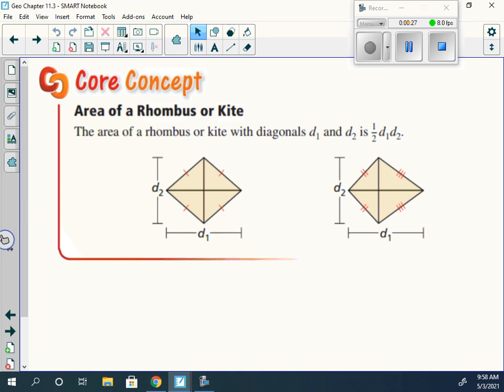And a diagonal, again, we've covered it multiple times, is the line that goes from vertex to opposite vertex and makes a straight line. So our diagonal 1 and diagonal 2, we multiply those two together and then divide it by 2, or we can say that we multiply it by 1/2, and that will give us the area of the entire shape.